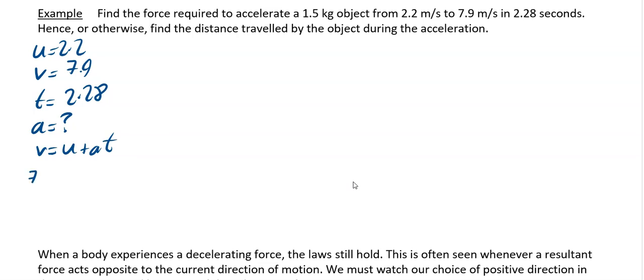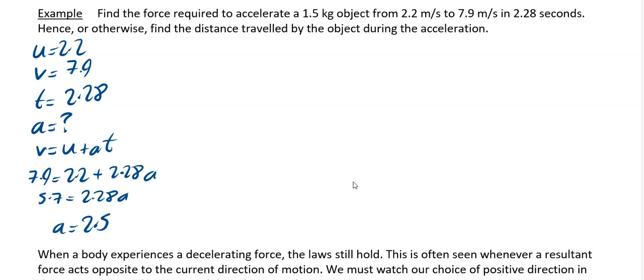Fill in what you know. 7.9 is equal to 2.2 plus 2.28 times your a. And with a wee bit of working out, you're going to have 5.7 is equal to 2.28 times your a. Then your a works out to be 2.5 meters per second squared. So bang on 2.5. And if I got 2.5 as my answer, I'd be fairly happy with that in an exam.